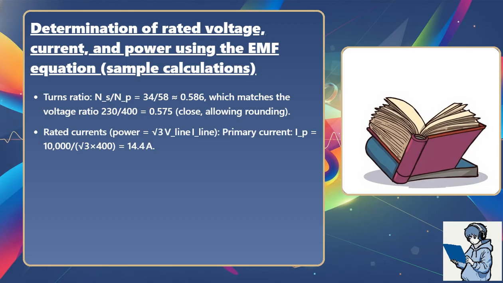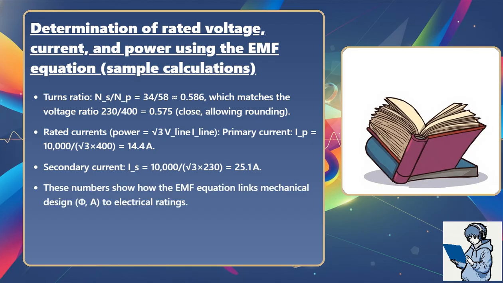Primary current, IP equals 10,000 divided by (square root of 3 times 400) equals 14.4 amperes. Secondary current, IS equals 10,000 divided by (square root of 3 times 230) equals 25.1 amperes. These numbers show how the EMF equation links mechanical design, phi and A, to electrical ratings.